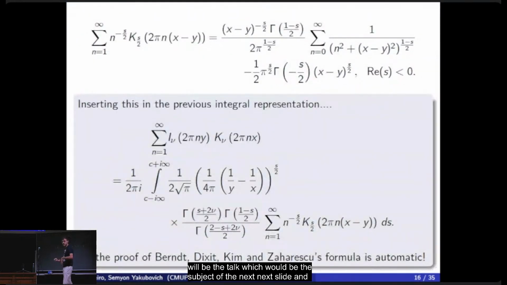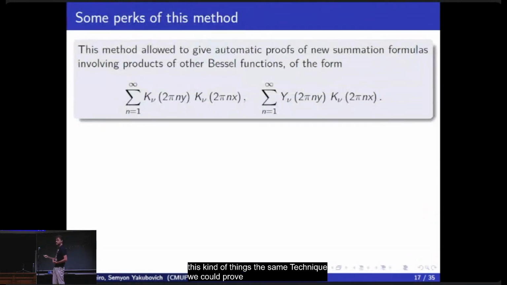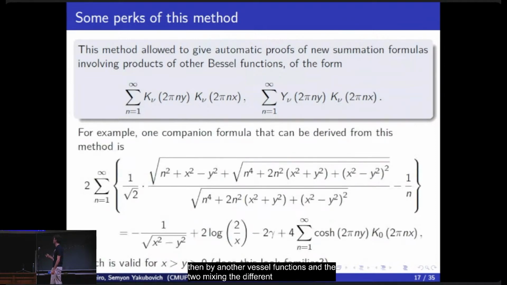And using the same technique, we could prove several formulas that the other authors did not consider. For instance, involving products of MacDonald by MacDonald, modified Bessel function of the second kind by modified Bessel function of the second kind, and then by other Bessel functions, mixing the different Bessel functions. And in particular, you could get some new formulas like this. I ask here, does this formula look familiar? It is familiar because when you take y equals 0, we recover Watson's formula again. But these kinds of formulas are new in this sense.